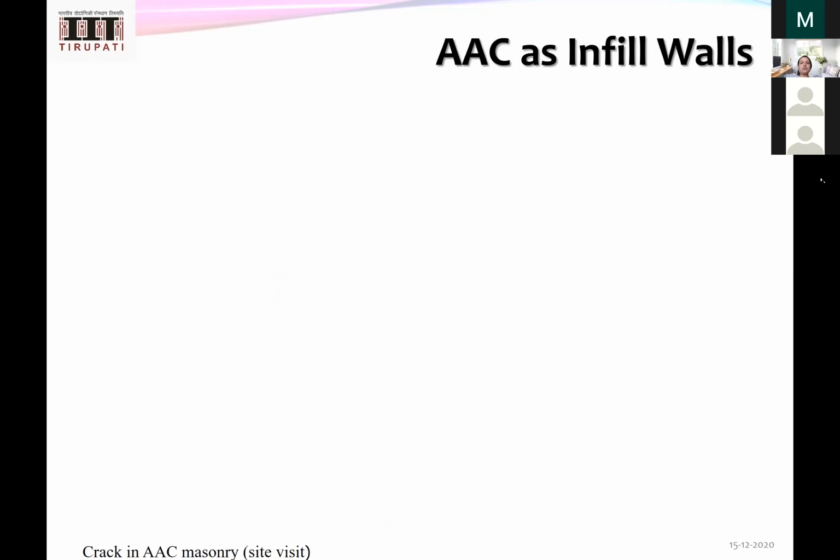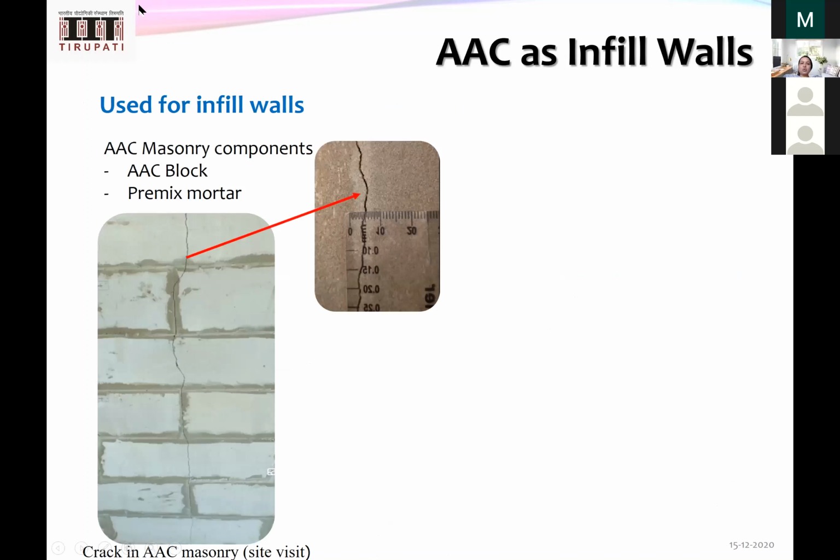As we discussed before, AAC blocks are mostly used as infill walls. But what happens in recent times? Even though AAC blocks originated in the 1980s, and in India there were people using them in the 1990s, from 2000 onwards we had factories developed in our country. That time we got to use this material in a lot of construction. Of course, the main advantage people were looking at is its light weight. Once they understood it's a lightweight material, they immediately used it in the construction industry.